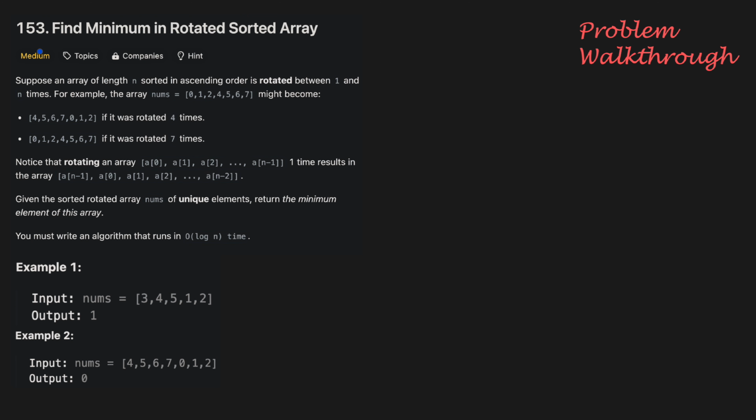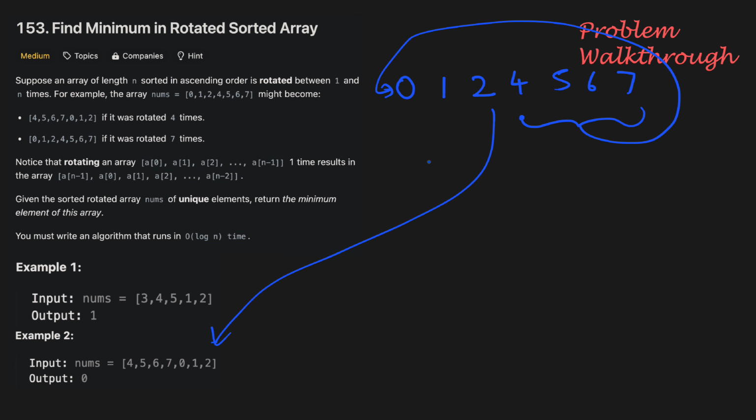Now to the problem. In this problem, we are given a rotated sorted array nums of unique elements and we have to return the minimum element of this array. A rotated sorted array is an array that was originally in ascending order. For example, consider the array 0, 1, 2, 4, 5, 6, 7, which is sorted, and then rotate it say 4 times to the right. So we pick up the fourth element from the end and bring all the elements till the end to the start. And now the array becomes 4, 5, 6, 7, 0, 1, 2. Similarly, if this array is rotated 7 times, then we will get back the sorted form of the array again because the array has 7 elements.